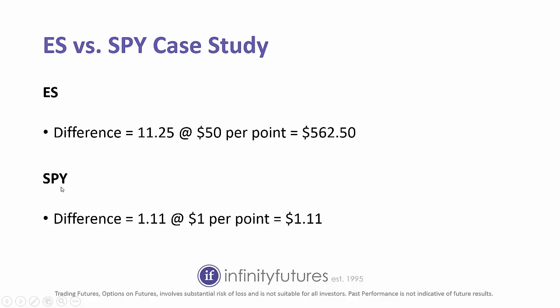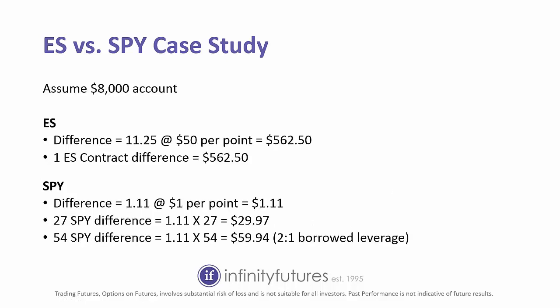On the SPY side, the difference is simply $1.11 times $1 per point, which equals $1.11 for the same range if you were to buy a share.